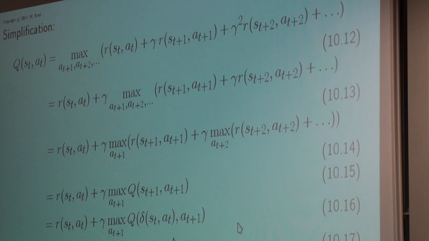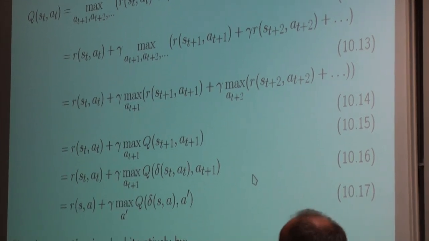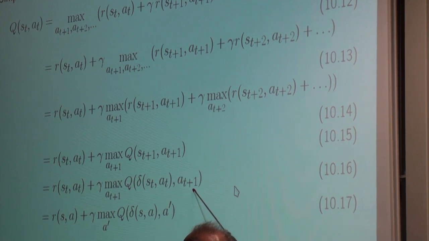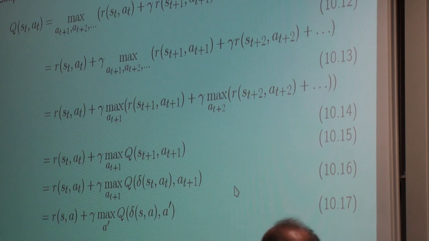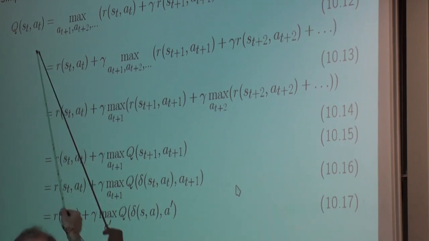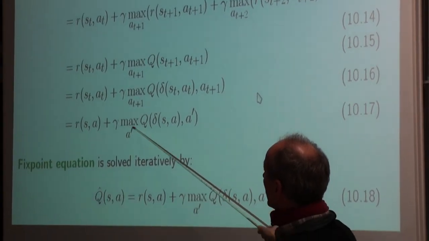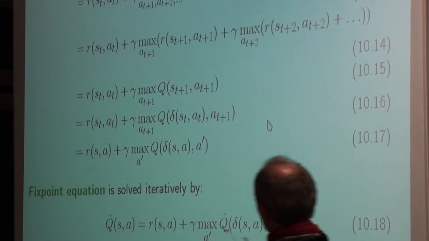And now we want to get rid of the T plus 1. So ST plus 1 is delta of ST comma AT. And this AT plus 1, that's the action in the successor state, and we will call this A prime. And then here we can delete the T because we only have one T left. And AT plus 1 is A prime, so that's a simplified notation of the whole thing. And so this is our fixed point equation, and again we will solve it iteratively.